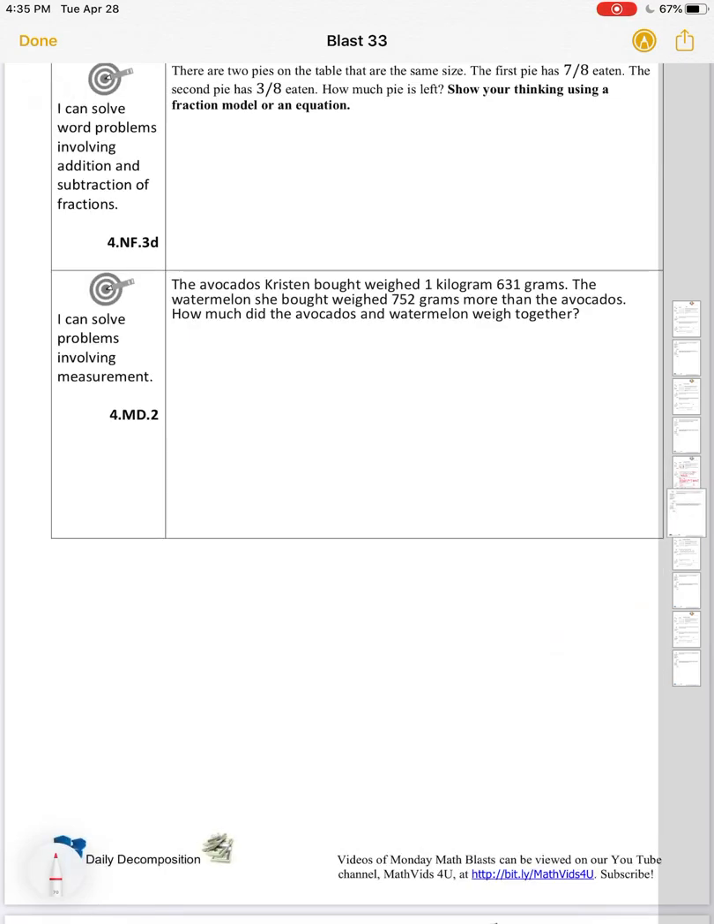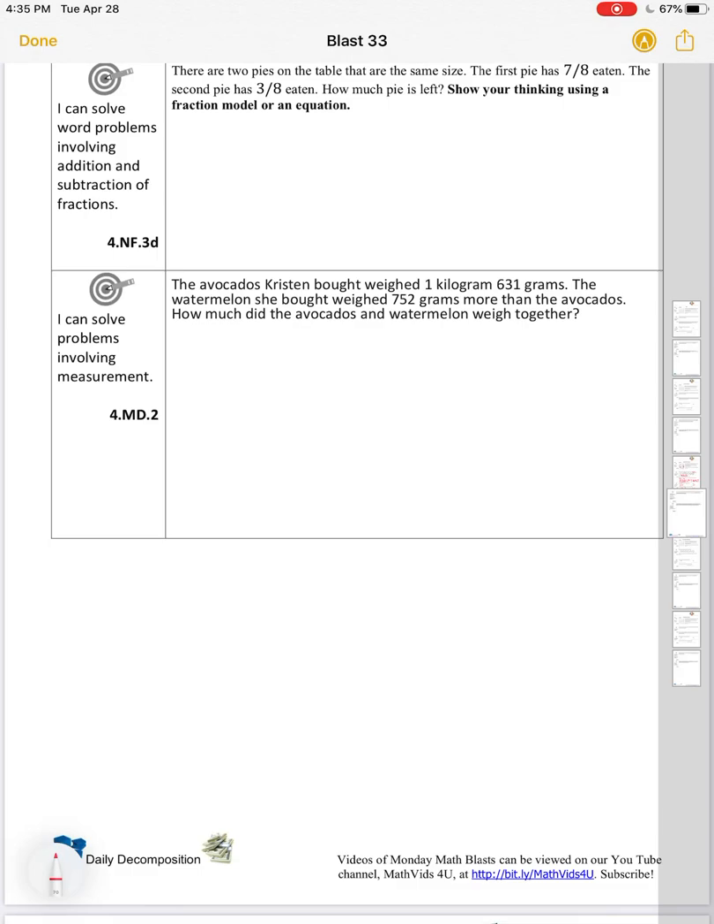And on a place value chart, each time our digits shift to the left, we are multiplying by 10. I can solve word problems involving addition and subtraction of fractions. There are 2 pies on the table that are the same size. The first pie has 7/8 eaten. The second pie has 3/8 eaten. How much pie is left? Show your thinking using a fraction model or an equation.